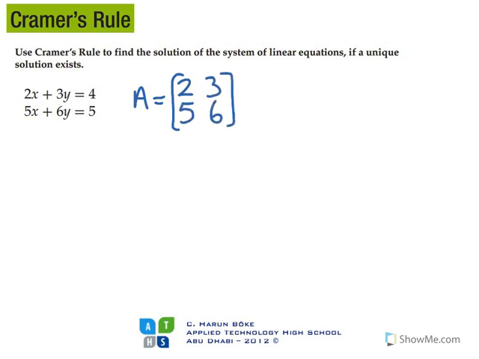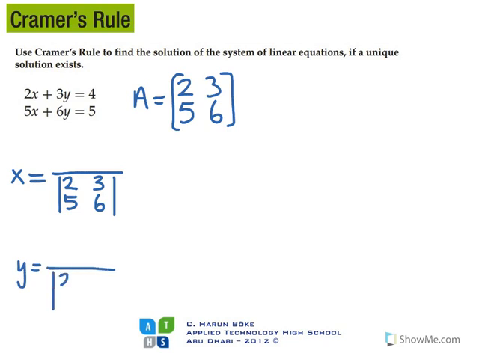Now, the idea is as follows. We are going to calculate x and y by using determinants. We will have a fraction of determinants, which at the bottom we will always have the determinant of the coefficient matrix. Now this is the same while we're calculating y. So we will have the same determinant of the coefficient matrix.